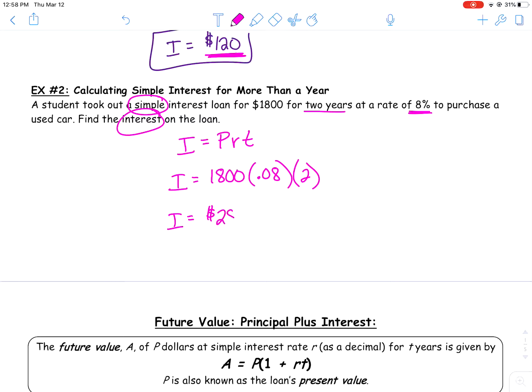And you should end up getting $288. What that means is that at the end of the 2 years, she will owe an additional $288 to this bank. So she not only owes the $1,800 that she borrowed originally, but she owes an additional $288 on top of that. But the interest amount is just the $288. She had to pay an extra $288 for this used car because she had to borrow that money.